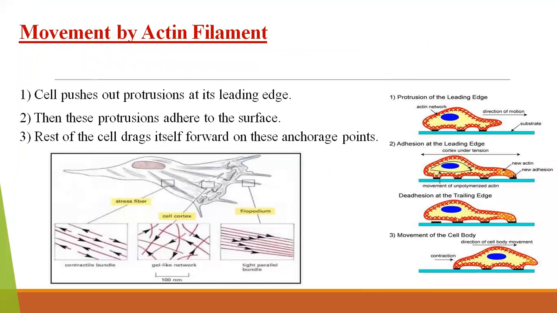Movement by actin filaments is as follows. First, the cell pushes out protrusions at the leading edges. Then these protrusions adhere to the surface. And third, the rest of the cell drags itself forward on this anchorage point. So the first stage is protrusion of the leading edges, then the adhesion, then the movement of the cell body.